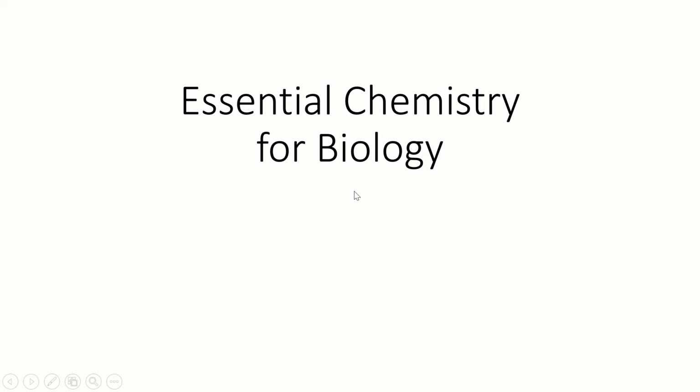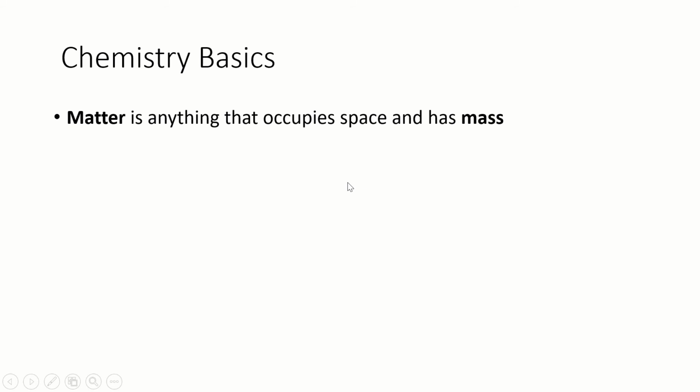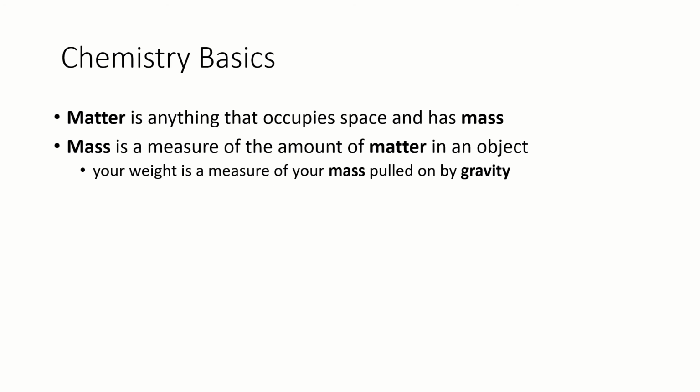All right, today let's talk about some essential chemistry for biology. The really basic stuff you need to understand. And starting with the most basic, everything is made up of matter. Matter is anything that occupies space and has mass. Mass is just a measure of how much matter a thing is. We normally, in our day-to-day life, talk about weight, which is the mass pulled on by gravity.